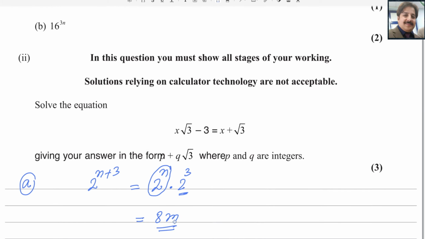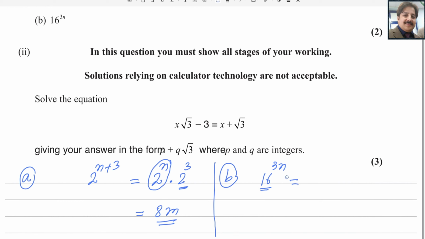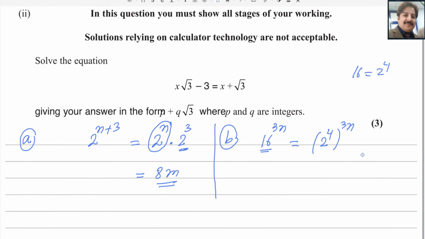For the second part, you need to find 16 to the power 3n. 16 is equal to 2 to the power 4. You can write it like this: 2 to the power 4, and power 3n. You know that power to power is always multiplied. So you can write it as 2 to the power 4 multiplied by 3, which is 12n.